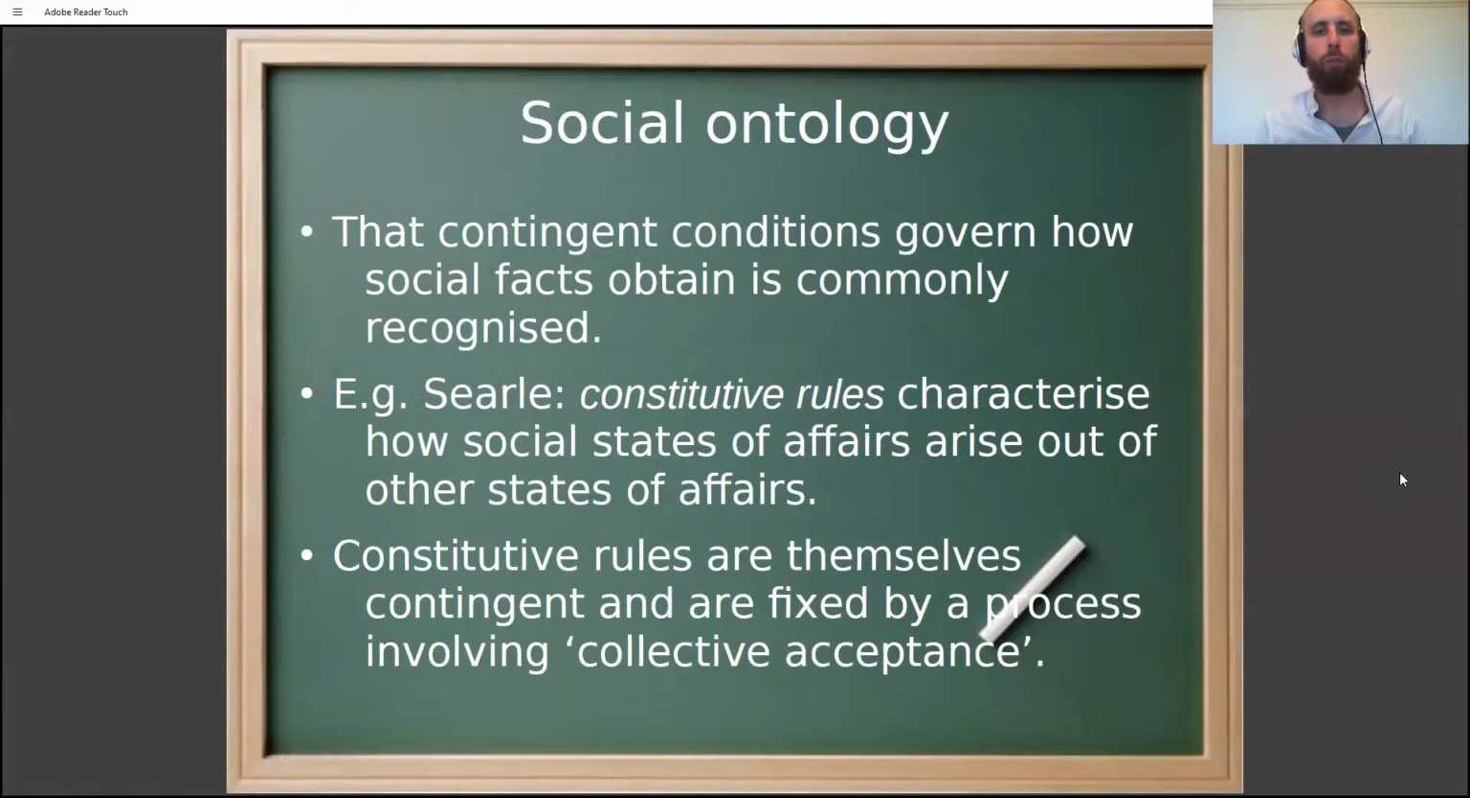In Searle's influential model, constitutive rules characterize how social states of affairs depend on other states of affairs. Whether something is of social kind Y, in context C, depends on whether it is of kind X. But these constitutive rules are themselves contingent. And to determine the social facts on the basis of other facts, one must determine those rules first. Searle has a story about how that second variable gets fixed. It depends on what things a population collectively accepts or collectively recognizes.